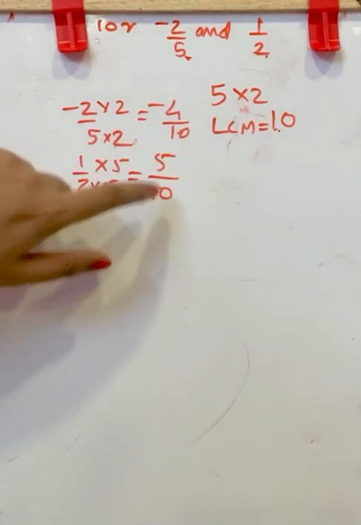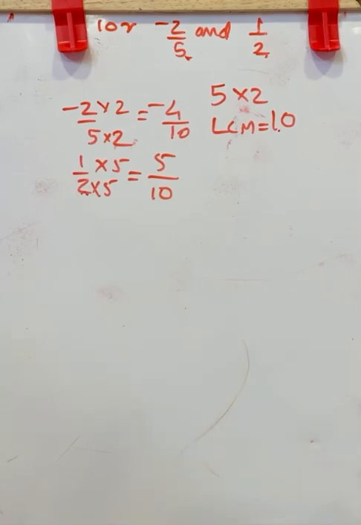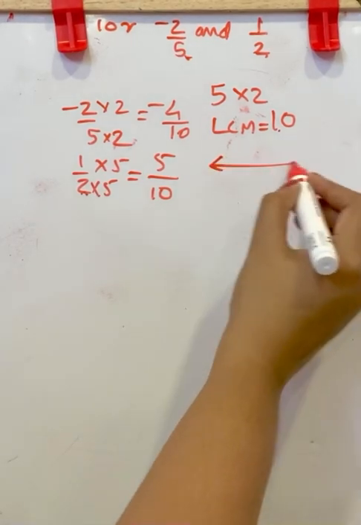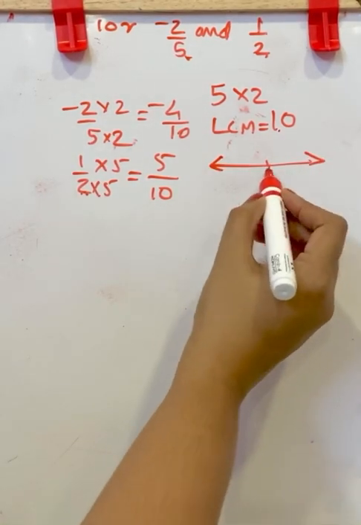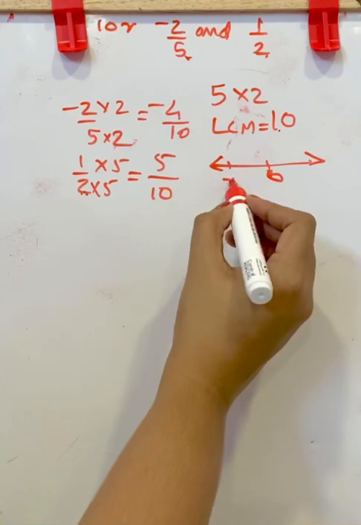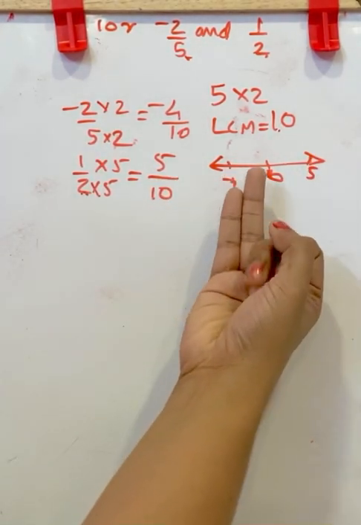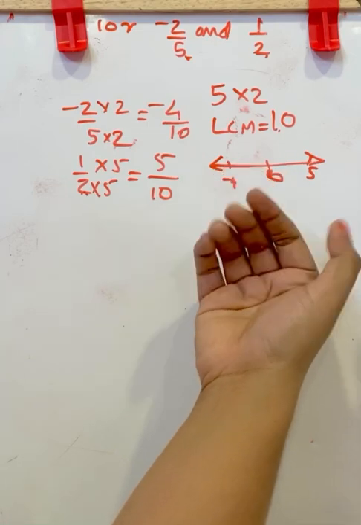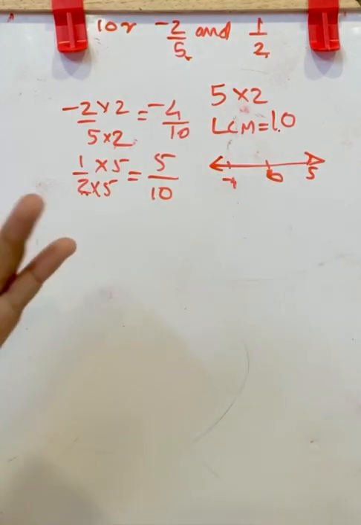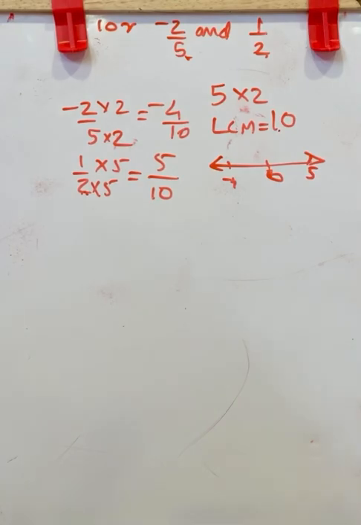Here both the denominators are the same. Now check, what are the rational numbers between these two values? Let us draw a number line and check. Between -4 and 5, we have -3, -2, -1, 0, 1, 2, 3, 4. There are only 9 rational numbers. So what will we do?